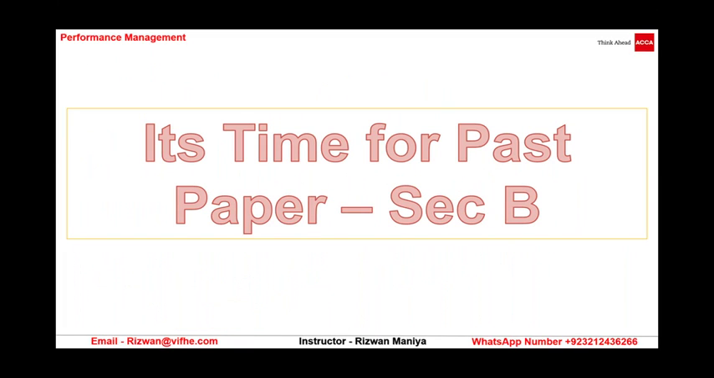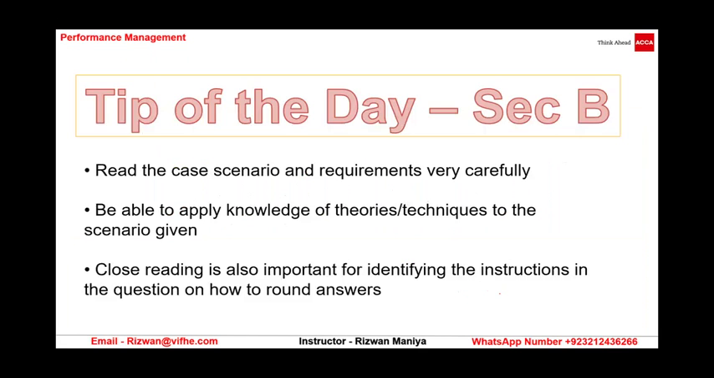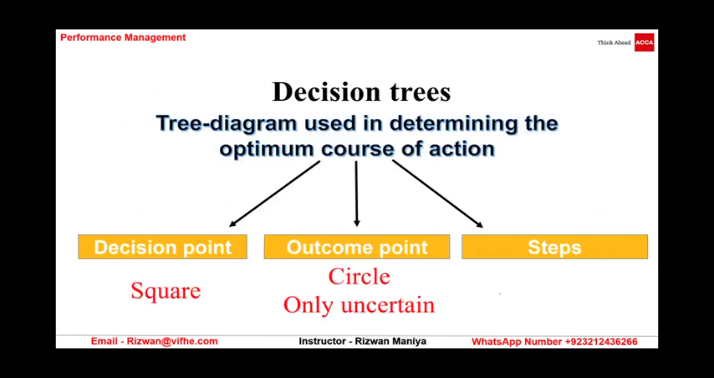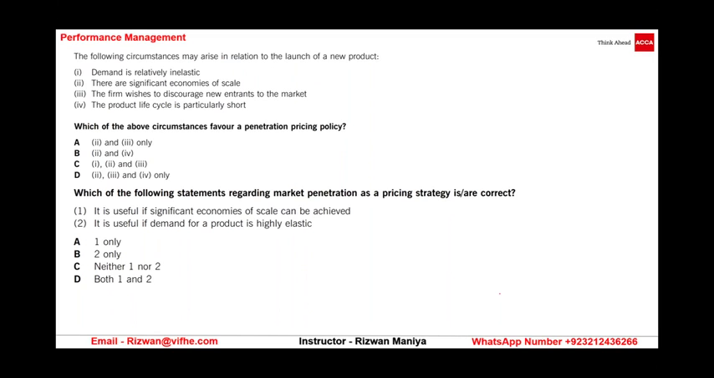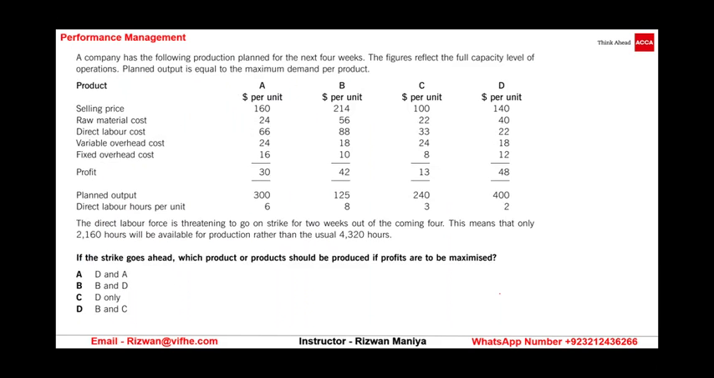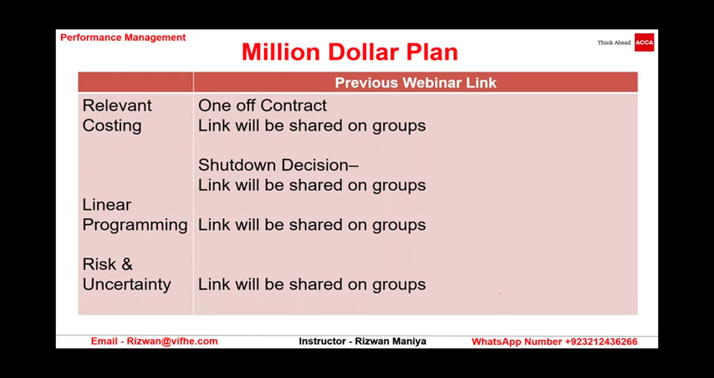Section B, answer I'll discuss tomorrow. The one I gave you homework, Doc Company. If you have still not solved the question, make sure you do solve this question, okay? Now, these are the questions you have to solve from homework. Section A, OTs. These are given in the presentation. I'll share this presentation right after the class. So you have to solve all these, okay? $1 million plan will be given to you as well in relation to how to cover up relevant costing, one-off contract, shutdown decision, how to cover up linear programming, and risk and uncertainty.